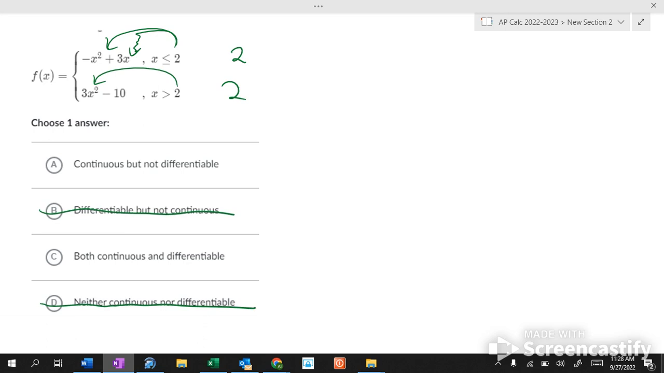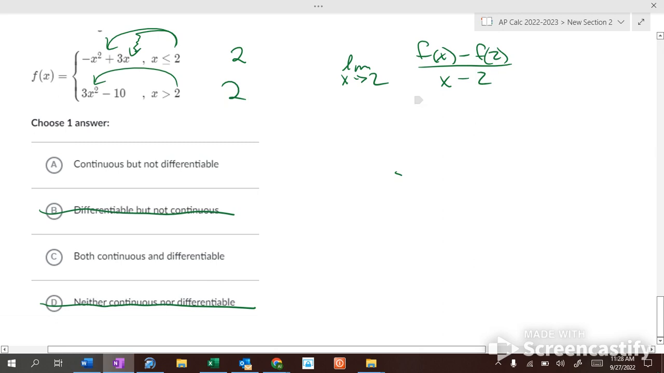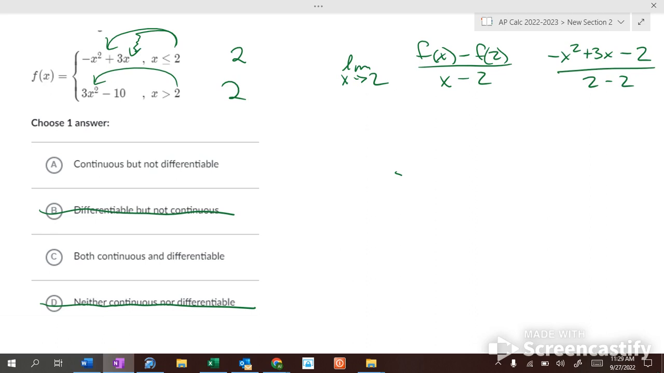Okay, so we find the derivative. At the limit as x approaches 2 of f of x minus f of 2 over x minus 2. So f of x is negative x squared plus 3x, minus f of 2, which is 2, over 2 minus 2.